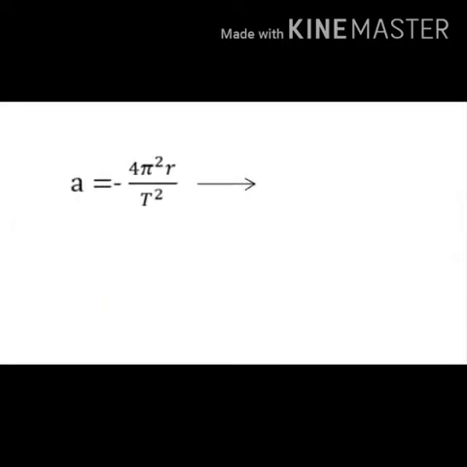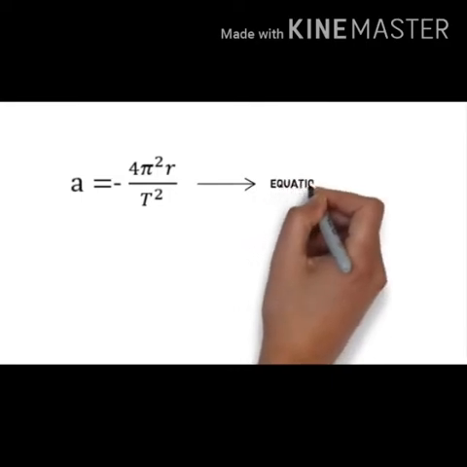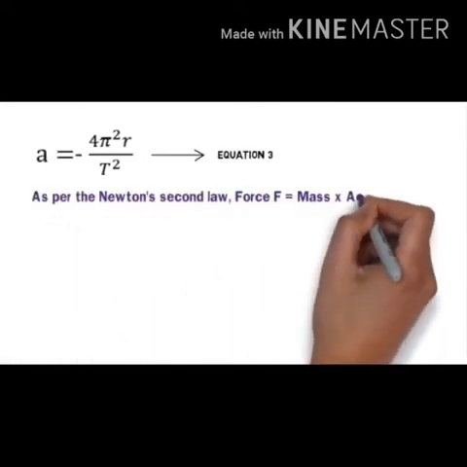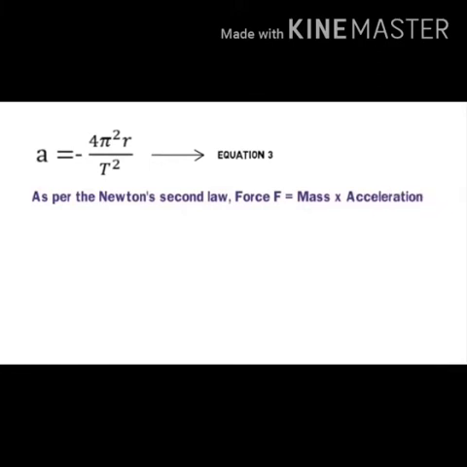Now we apply Newton's second law of motion: F is equal to ma. F is the force, m is the mass of the planet, and a is the acceleration. Therefore, F is equal to ma.